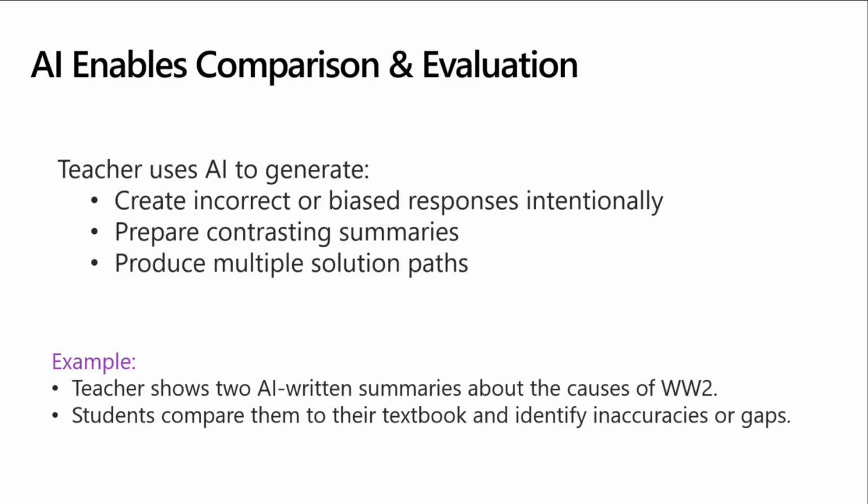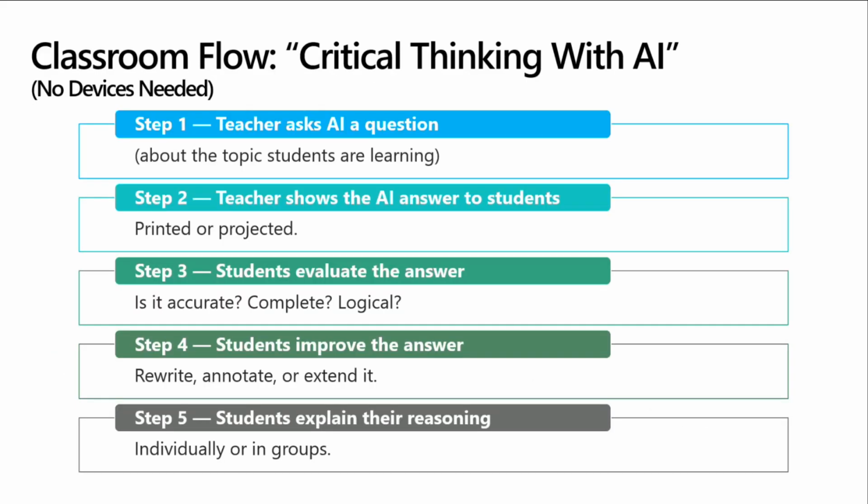So, what we are looking at is ways in which we can make critical thinking visible in your classrooms. Simple steps, even if you do not have a device in your classroom. Even if you don't have a device, yes, I'm repeating myself, because you as a teacher can ask questions from AI, prepare those and come to the class, right? About the topic that the students are going to learn. Step two, teacher shows the AI answer to students. Students will evaluate. Is it accurate, complete, or logical?